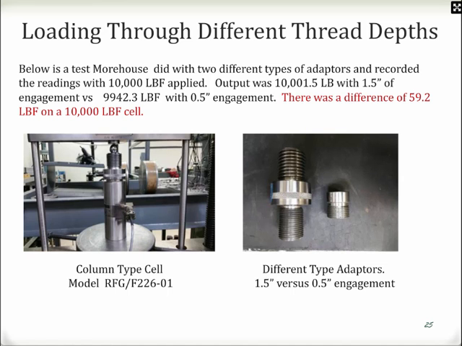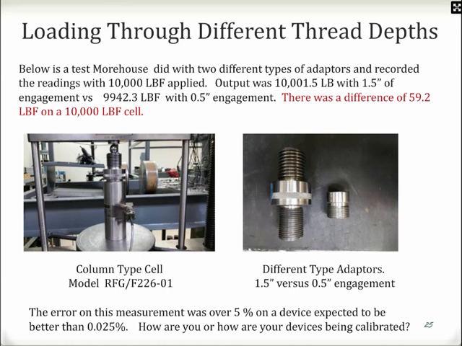So if we look at the picture on the left, we loaded the load cell, this particular single column, I believe a single column cell, with 1.5 inches of engagement, and got an output of 10,000 and 1.5. When we loaded it with the adapter on the far right, which is a 1/2 inch adapter, we got an output of 9,942.3 lbf. There was a difference between loading this cell between these 2 different adapters of 59.2 pounds.